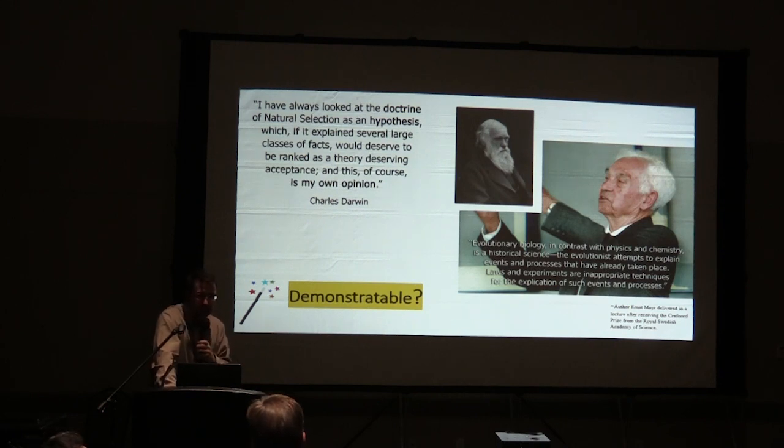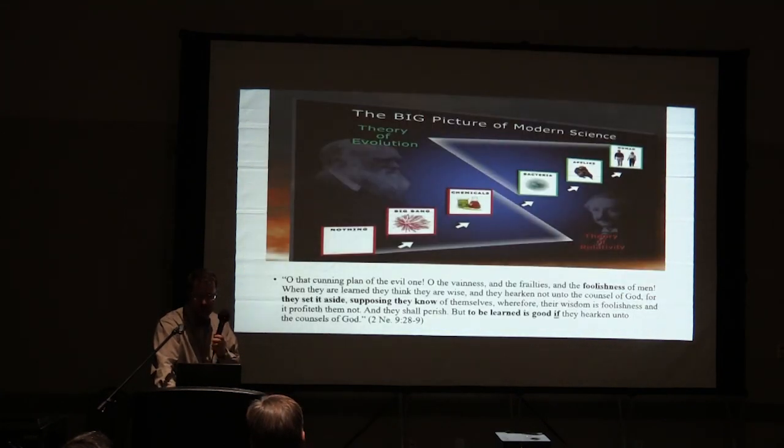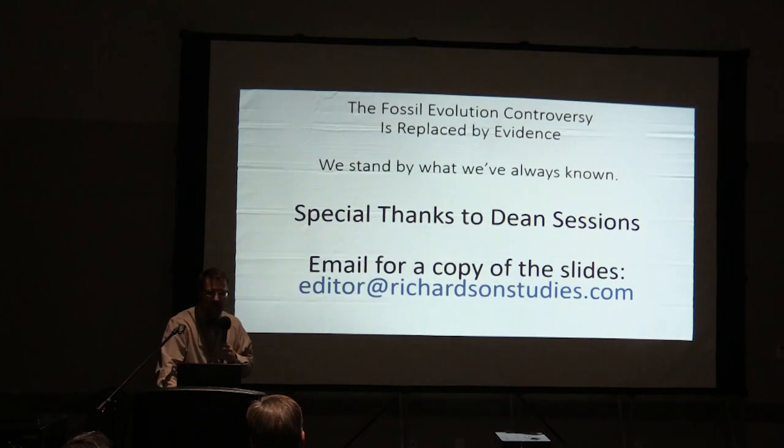So again, Darwin and all his cronies say, this guy says you shouldn't really use laws and experiments to demonstrate evolutionary biology history. But of course that's not science. If you can't do experiments and find laws, you're not really doing science. It's more of a fairy tale. And I suppose the Book of Mormon isn't too happy about what's going on. They're foolish, is what it says. Okay, thank you.